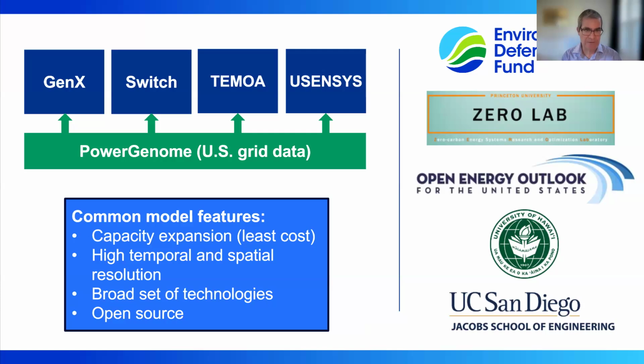These are the 4 models that we're working with. They're all being linked up to Power Genome, which is a great open source source of US grid data that you can use for exactly this kind of purpose. And if any of you have ever tried to run models, you know that gathering the data is often the hardest part. And so that's been a really key element of this, is linking them all up to use this shared national data infrastructure. I think we can move on to the next slide.